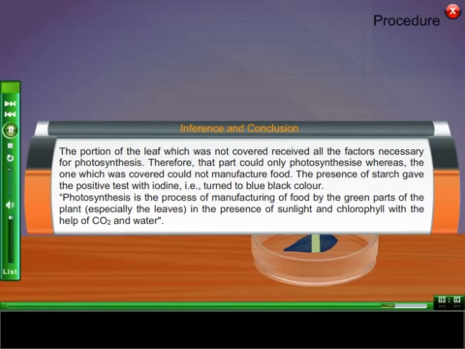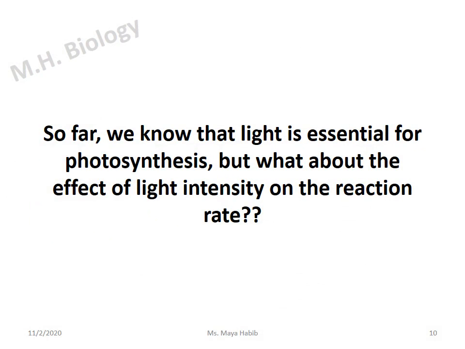Photosynthesis is the process of manufacturing of food by the green parts of the plant, especially the leaves, in the presence of sunlight and chlorophyll, with the help of carbon dioxide and water. So far, we know that light is essential for photosynthesis, but what about the effect of light intensity on the reaction rate?